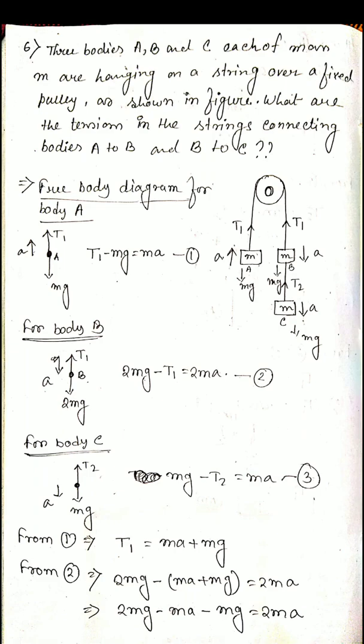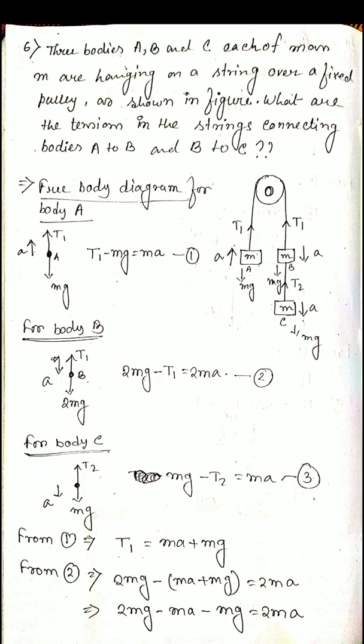How do you understand this? It is a shortcut method. In which direction are the two forces? If you consider the first free body diagram for block A, the direction of acceleration is towards T1. That means T1 is greater than mg. Whatever the direction of acceleration, that force is greater than the other force, so you subtract the second force from that force. For B, acceleration is in the downward direction, so 2mg is greater than T1, and 2mg minus T1 equals 2 into m into a.